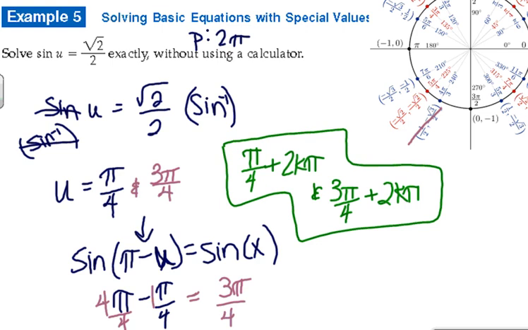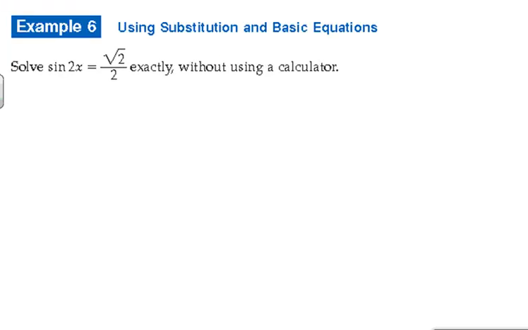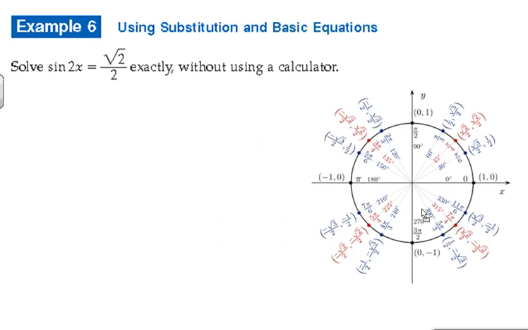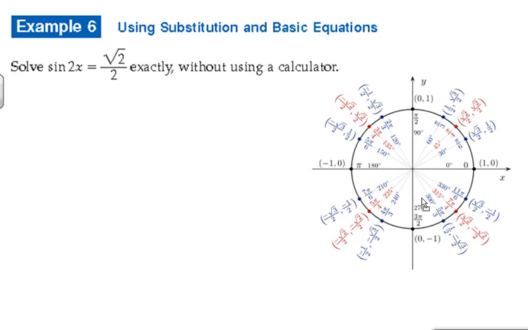Okay, and we've got one more example to go with this. Here we have using substitution in basic equations. Now we have solve sine 2x equals root 2 over 2 exactly without using a calculator. So again, if we cannot use a calculator, we're going to have to use our good old BFF, the unit circle. The thing is, we've got a double angle in there. We've got sine of 2x.